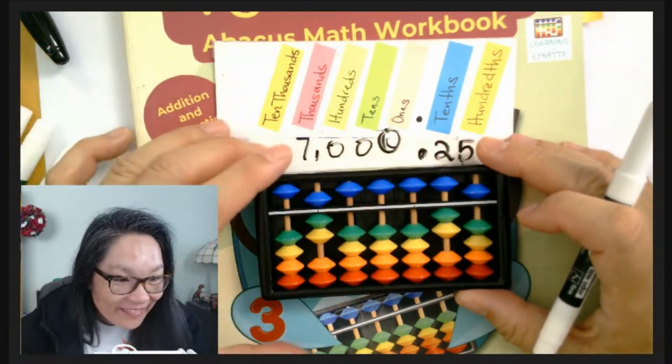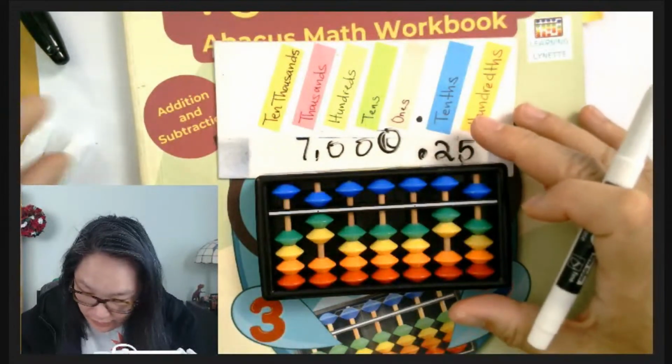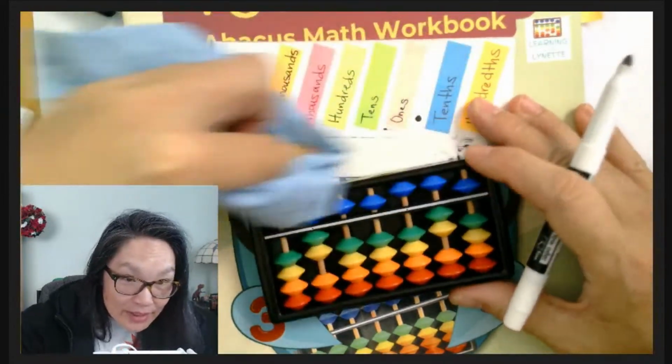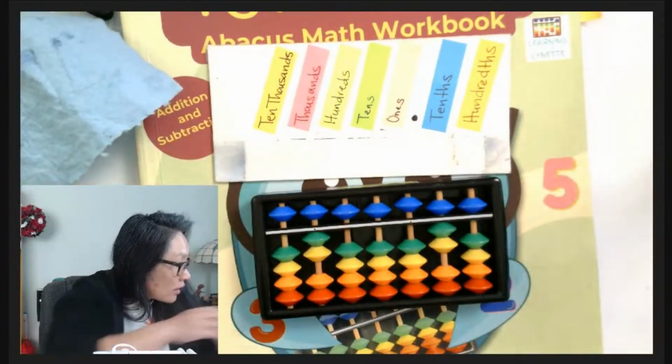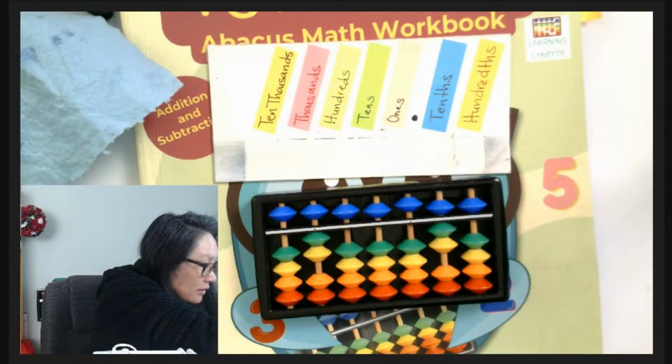Thank you, Anna. Okay, so we know how to read the abacus. Are we going to continue to read the abacus? Should we do a maze? Oh, I didn't print it out. But we could do a maze.